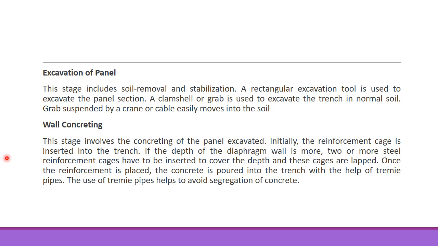Then finally, wall concreting. This stage involves concreting of the excavated panel. Initially, the reinforcement cage is inserted into the trench. If the depth of the diaphragm wall is more, two or more steel reinforcement cages have to be inserted to cover the depth, and these cages are lapped. Once the reinforcement is placed, the concrete is poured into the trench with the help of a tremie pipe. The use of a tremie pipe helps to avoid segregation of the concrete.